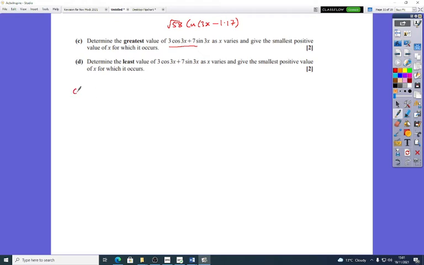So the greatest value that can be is when this cos of this angle is 1. So the greatest value is root 58, and that happens when cos 3x minus 1.17 is equal to 1. So cos inverse that, so make sure it's all in radians. I'm just going to quickly do cos inverse of 1, should know it's 0.